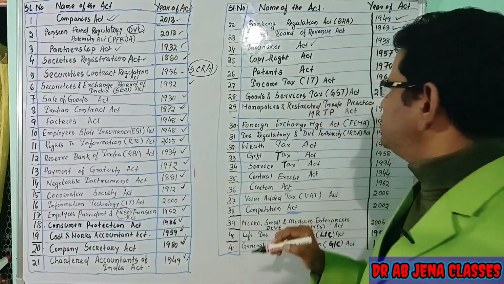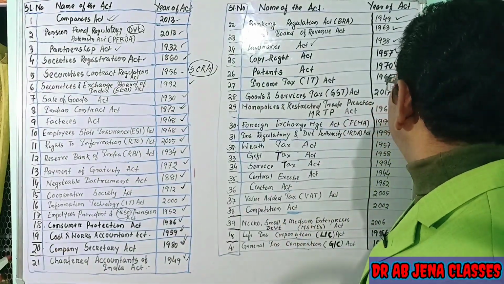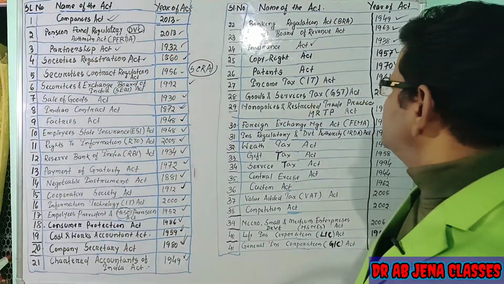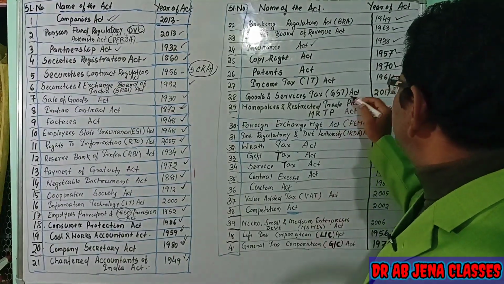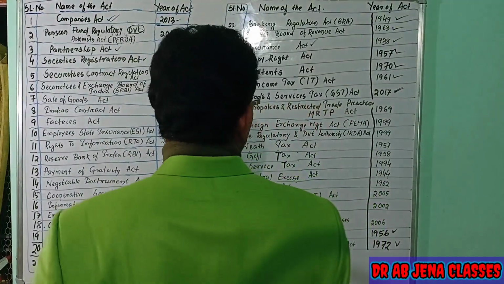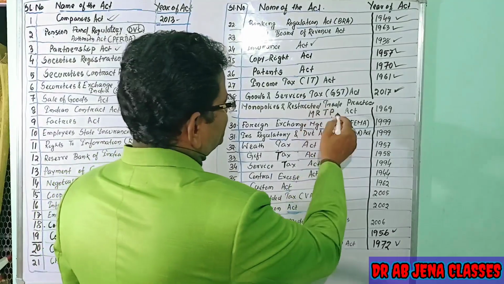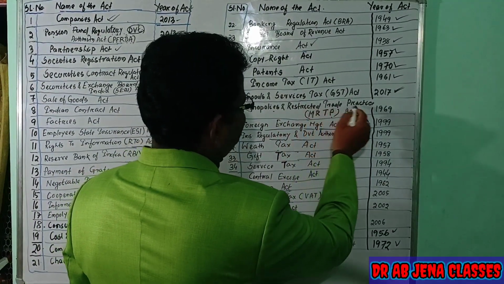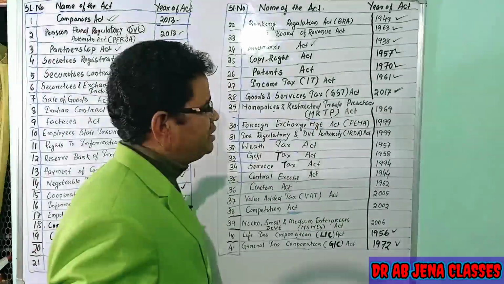GST stands for Goods and Services Tax. The GST Act is 2017. Next one is MRTP. MRTP stands for Monopolies and Restricted Trade Practices Act, and it is 1969.